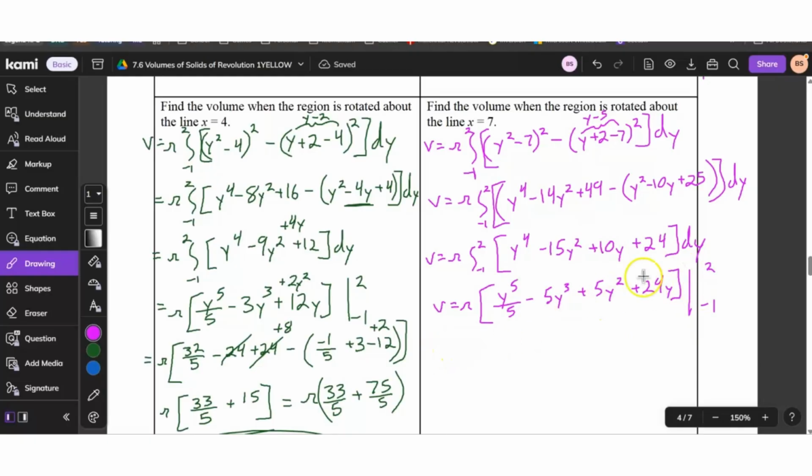So now I'm just going to plug in 2 and negative 1. So 32 fifths. 2 cubed is 8 times negative 5 is minus 40. 2 squared is 4 times 5 is 20 plus 48. Then I subtract it all when it's negative 1, so negative 1/5. Plus 5 minus 24.